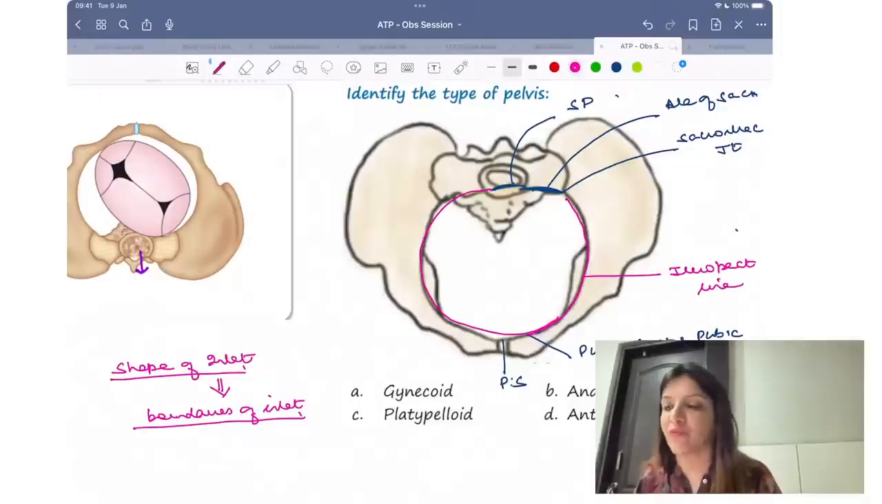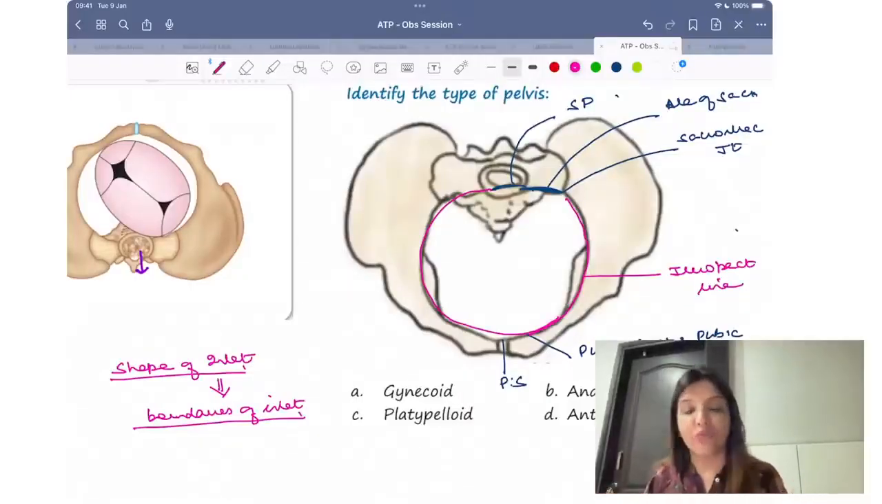What is the shape which has been formed? The shape which has been formed is a round kind of a shape, and round shape or slight transverse oval is the shape of gynecoid pelvis.